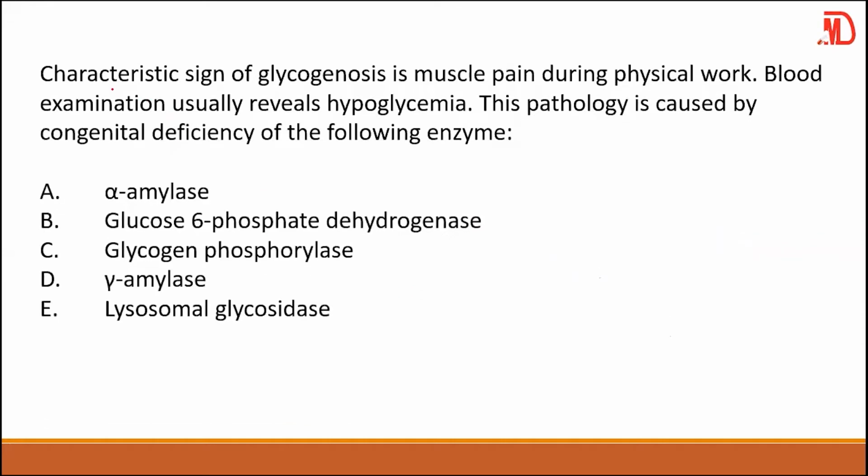So we have a characteristic sign of glycogenosis. The characteristic sign of glycogenosis is muscle pain during physical work. That means there is pain as a result of physical activity or physical work. Blood examination usually reveals hypoglycemia. Now, this pathology is caused by a congenital deficiency of the following enzyme.